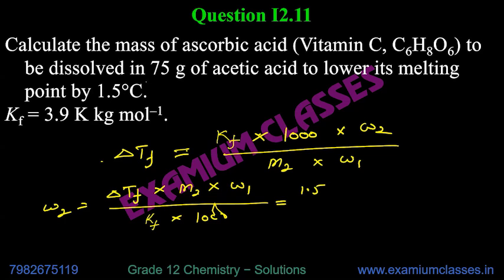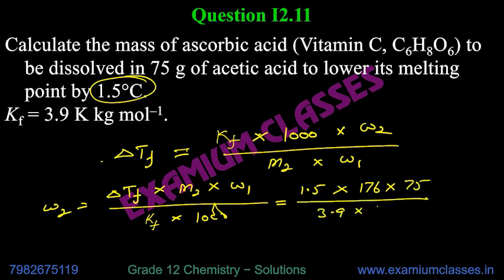That is 1.5. So if it is 1.5 degree Celsius difference, it will be 1.5 Kelvin also, because you just add 273 in both. 273 and 273 will get cancelled. Into M2, molar mass, if you calculate this one, you will get 176, and W1 is given 75 divided by KF given 3.9 into 1000. When you solve this one, you will get approximately 5.07 grams.